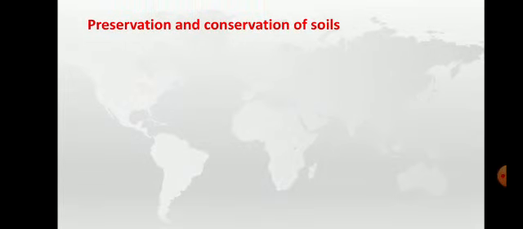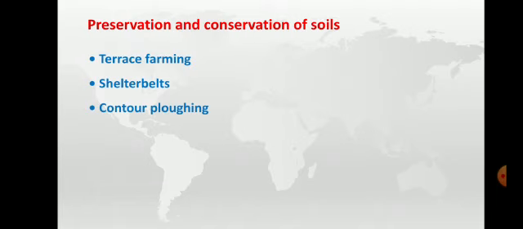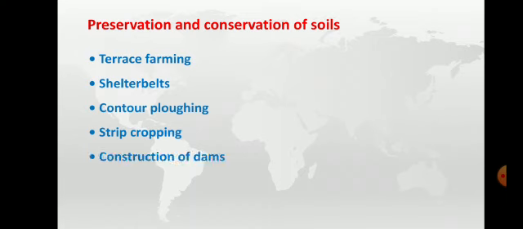Next, we'll go to preservation. So, some of the measures taken to prevent soil erosion and to conserve soil are terrace farming, shelter belts, contour ploughing, strip cropping, construction of dams, plugging gullies, planting trees. Okay.